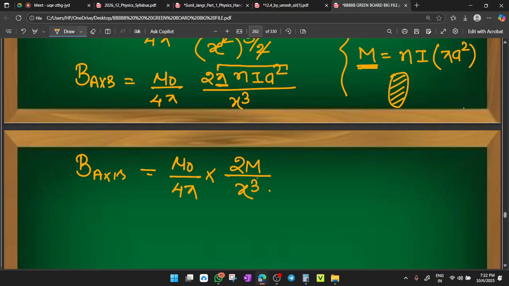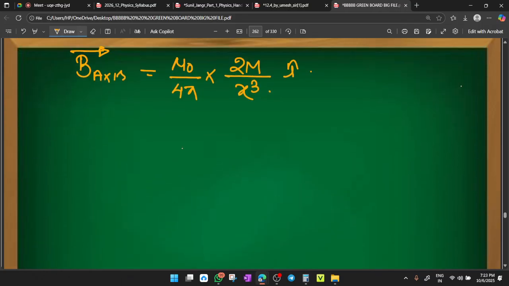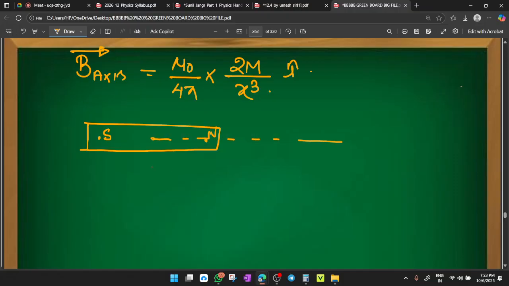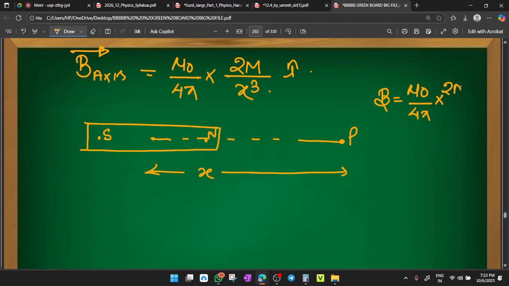Clear or not clear? And for vector, if you place a vector here, then the direction should be in accordance with the I cap. Clear? A great observation is there. Do you know this result is the same result that you obtained for the axial condition, at a distance x from the center of the magnet, point P. So what was the result in axial condition at point P? Mu naught upon 4 pi into 2M upon x cube.